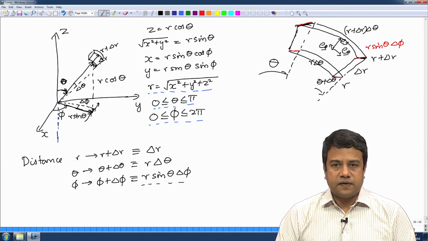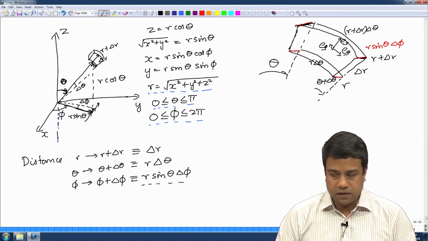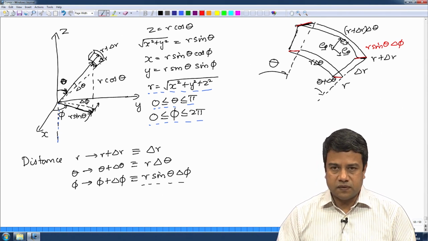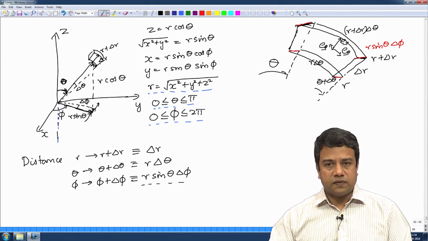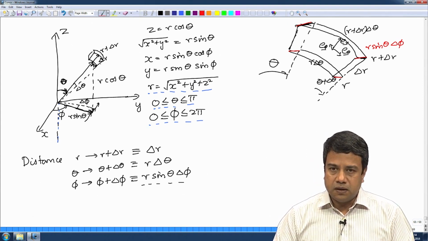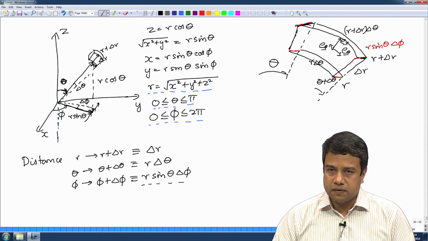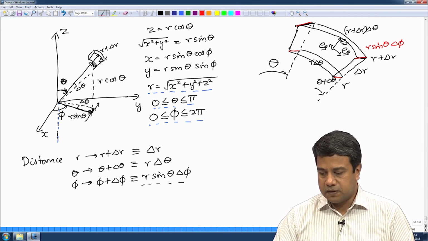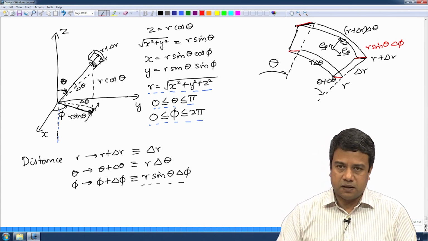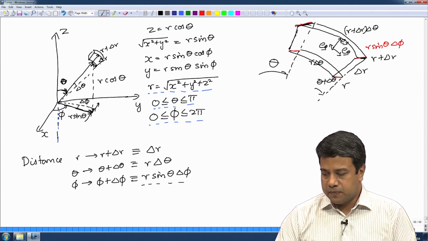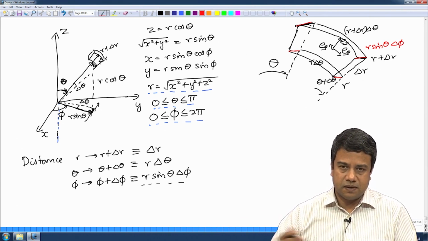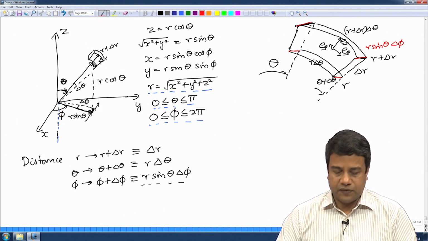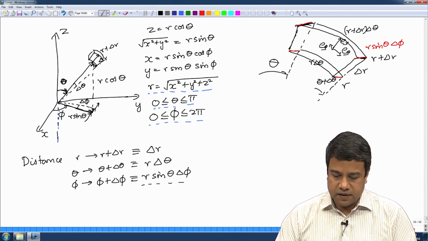So, this is the differential volume that I will construct. Two of the surfaces are perpendicular to the r direction, in this case the bottom and the top surfaces. Two of the surfaces are perpendicular to the theta direction, the left and the right faces. And two of the surfaces are perpendicular to the phi direction, in this case the front and the rear. So, that is the differential volume that I will construct.